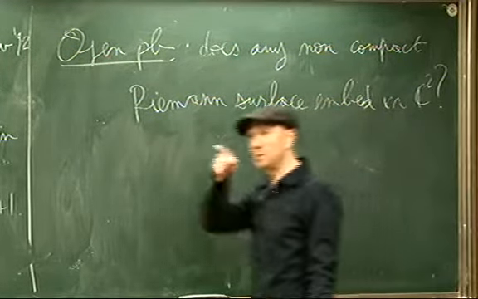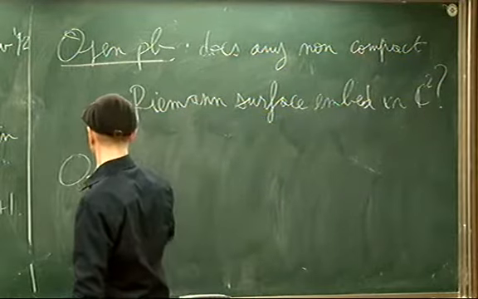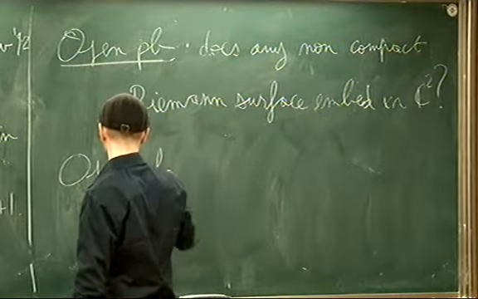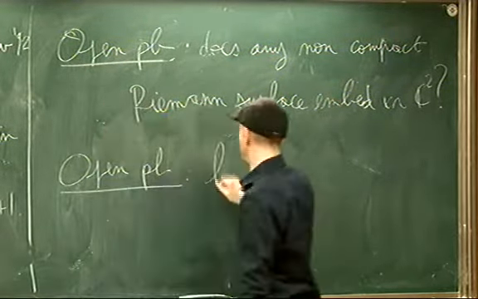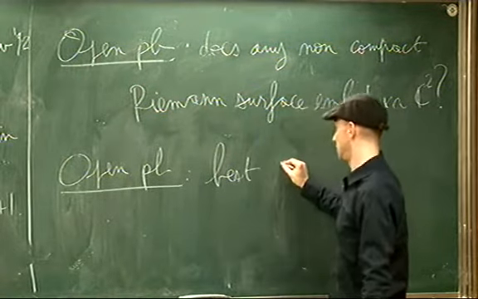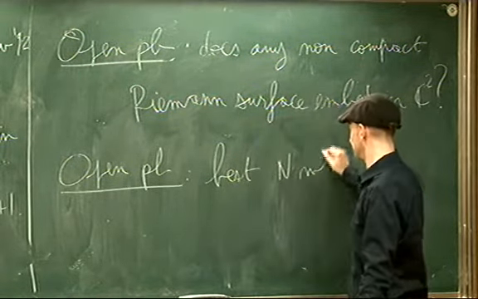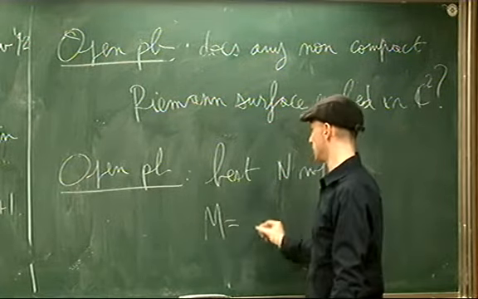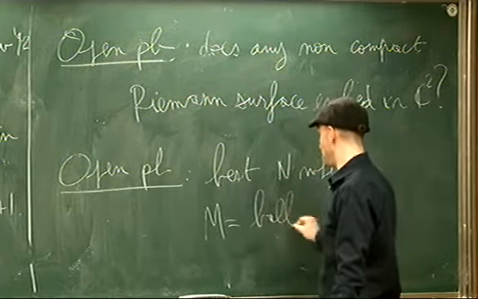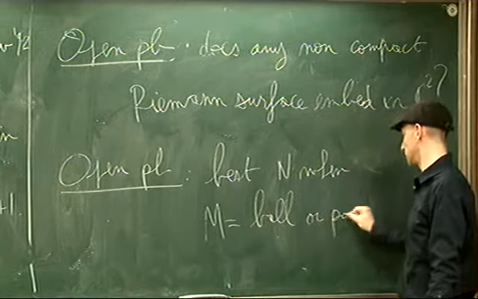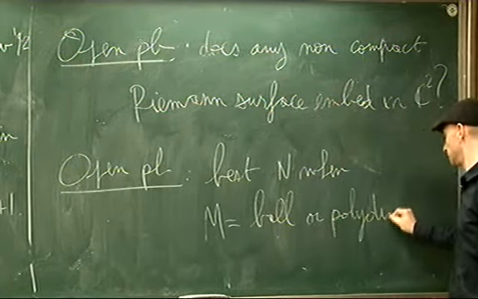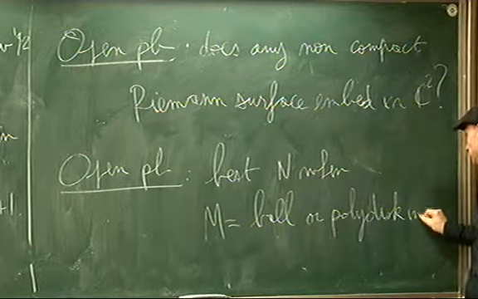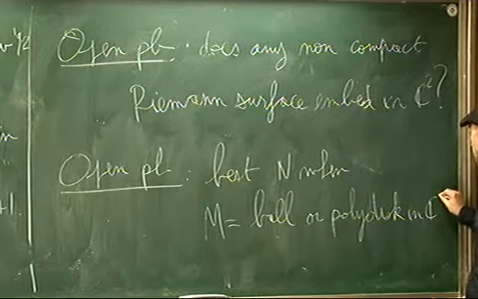Another open problem, which is related to your question: what is the best N when M equals a ball or a polydisk in C^n?